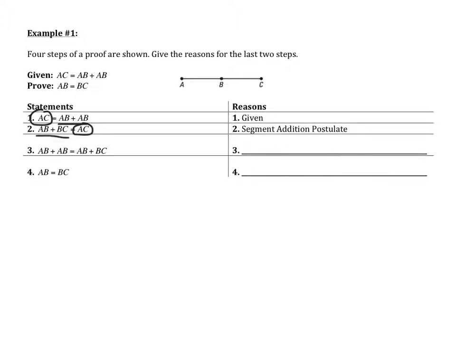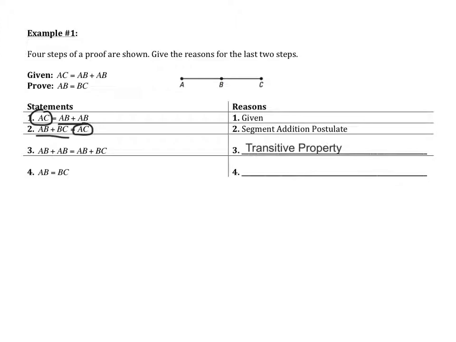Thinking back to the last section where we talked about reflexive, symmetric, and transitive properties, remember it was the RST 1, 2, 3, where you counted out the number of equal signs. If we count the number of equal signs here, we have 1, 2, 3. So that would be the transitive property, which allows me to state that AB plus AB is equal to AB plus BC. So notice I now put the transitive property as my reason for step 3.